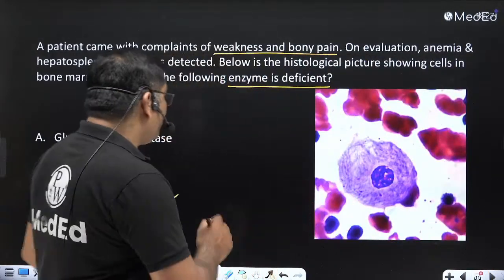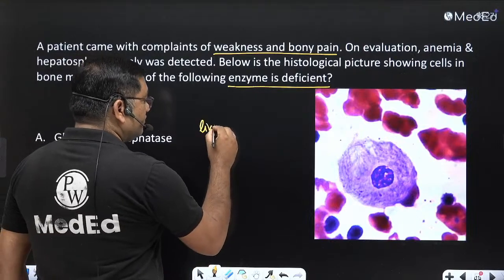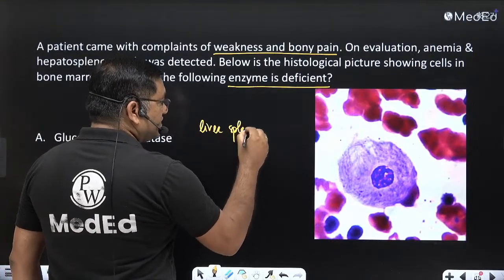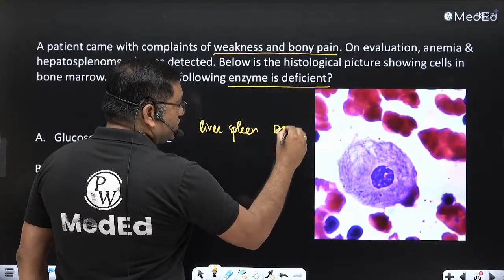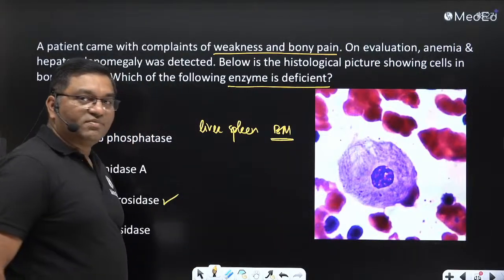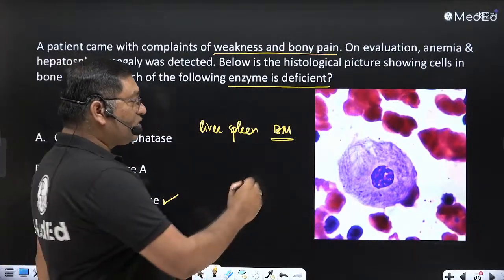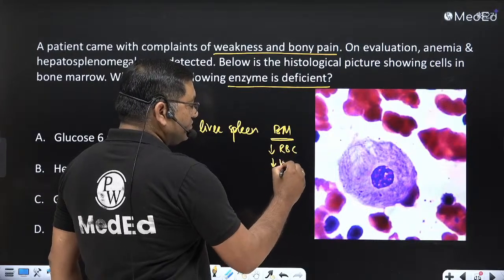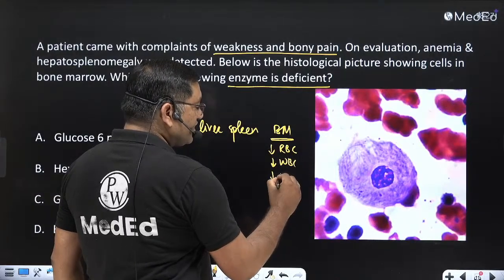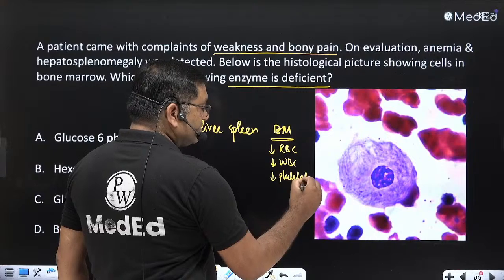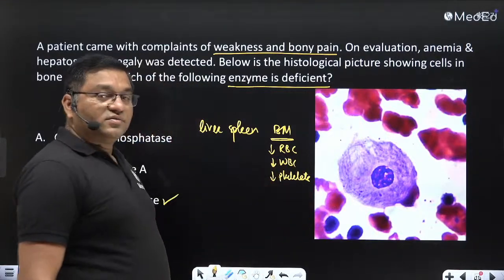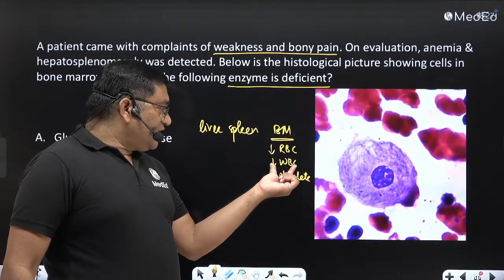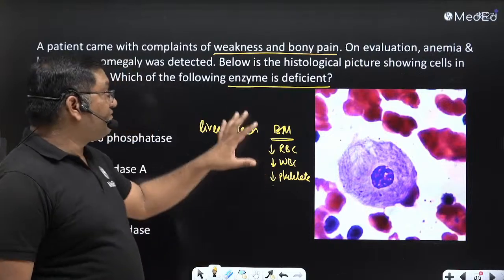There is involvement of the liver, the spleen, and the bone marrow. So it causes pancytopenia, meaning a decrease in all cell counts. So decreased RBC, WBC, and platelets. So anemia, thrombocytopenia, leukopenia, meaning it is refractory anemia.